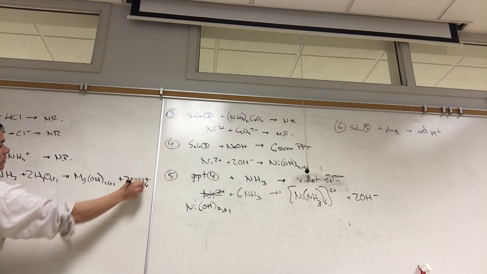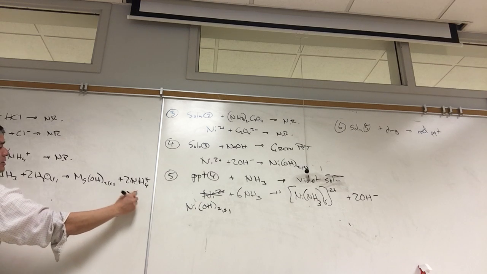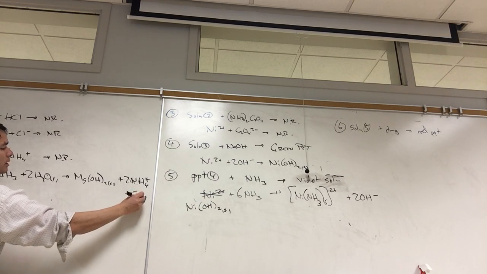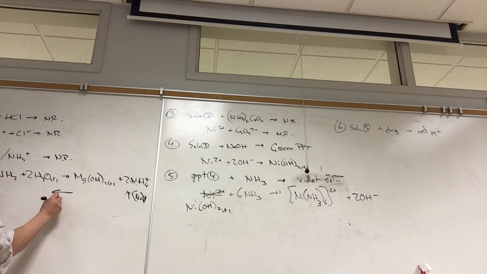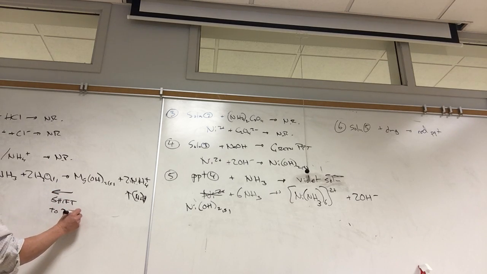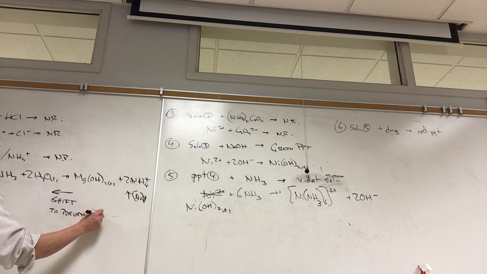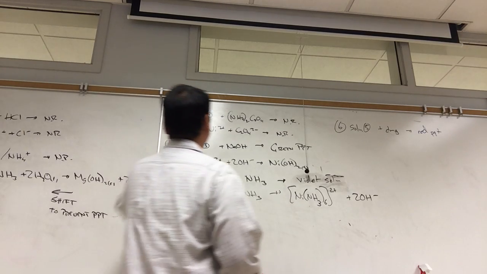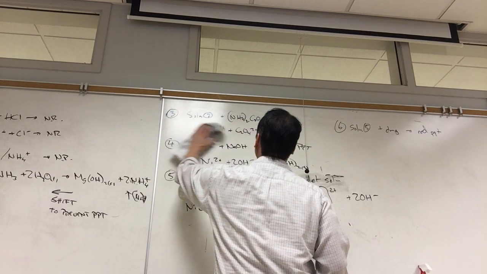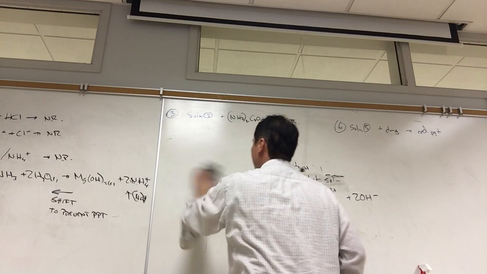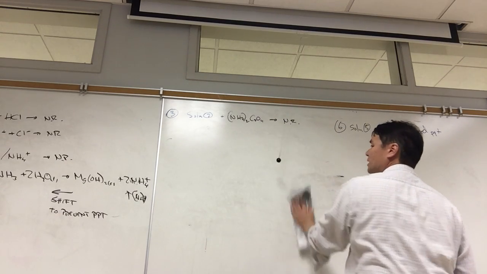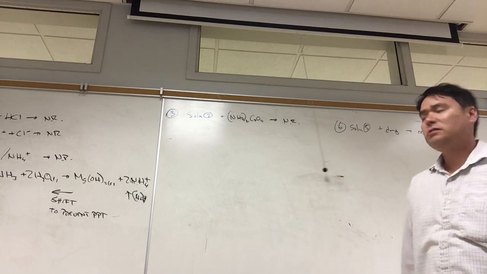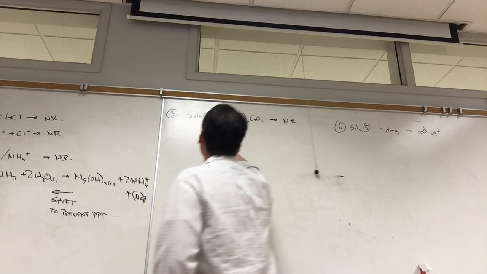But again, we're going to prevent this from happening by increasing the ammonium and shifting this equilibrium to prevent precipitation. Okay. Then we go to solution 2 in the ammonium oxalate. Is that correct? So solution 2 with ammonium oxalate yields no reaction.